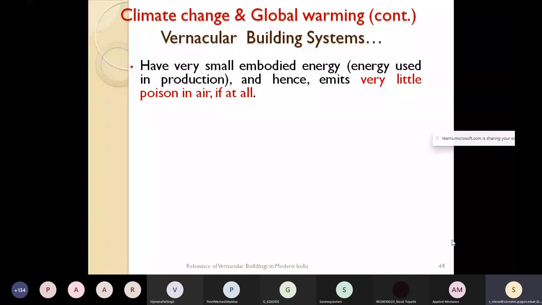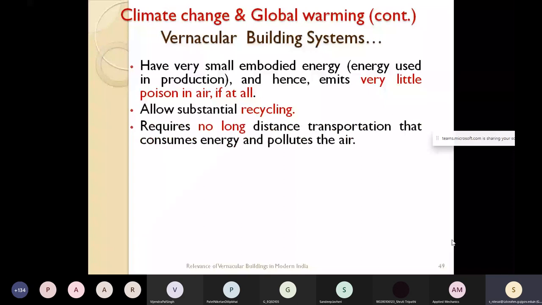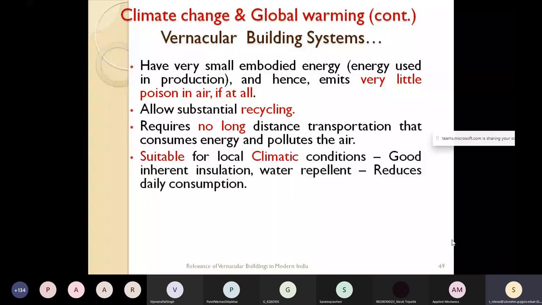One of the great things about these traditional systems is that it allows recycling, because even recycling means very small carbon footprint and requires no long distance transportation that consumes energy and pollutes air. And it's suitable for local climatic condition. I basically covered all these points earlier. So this is the most green and sustainable option, all right?